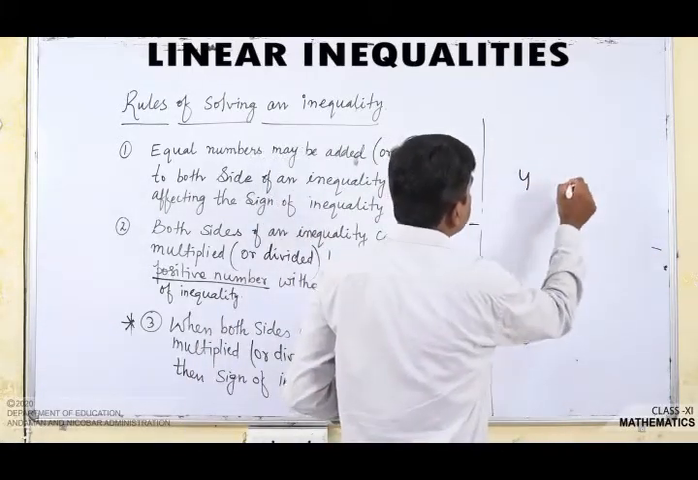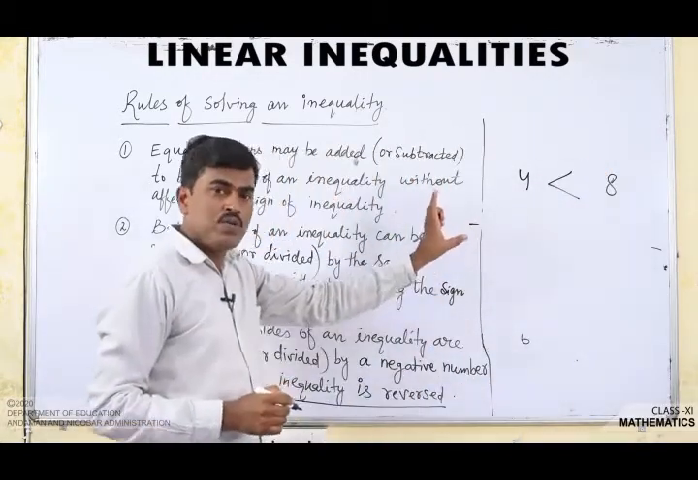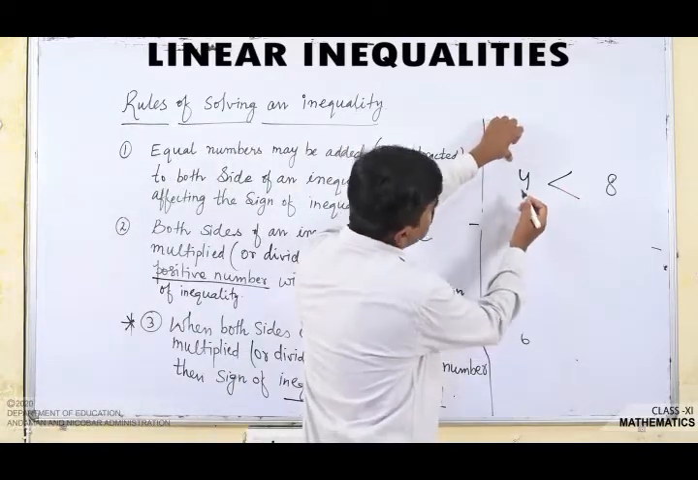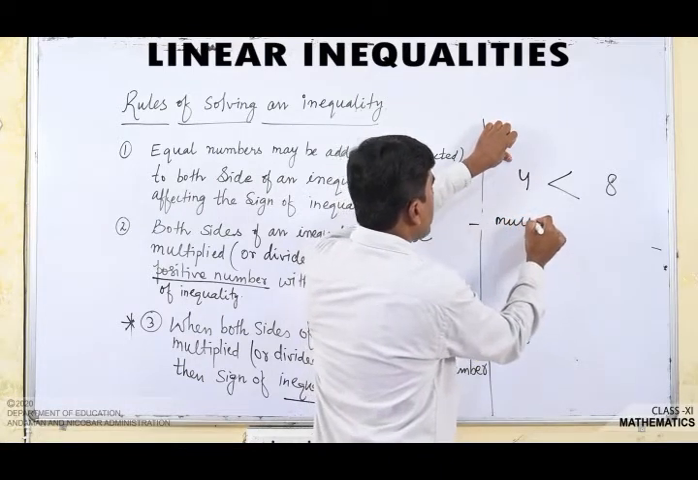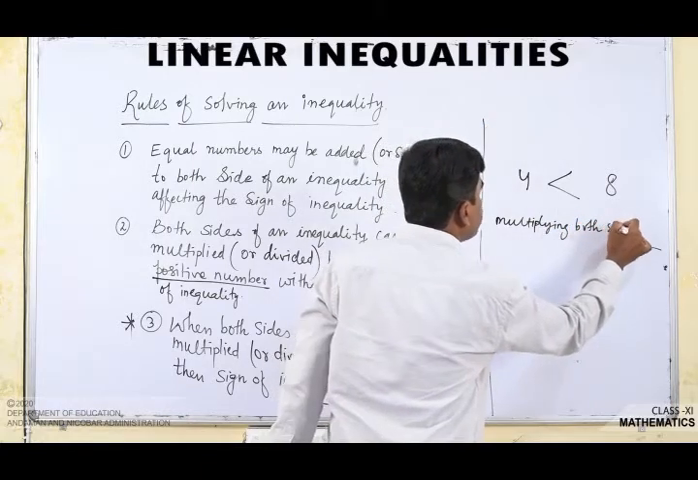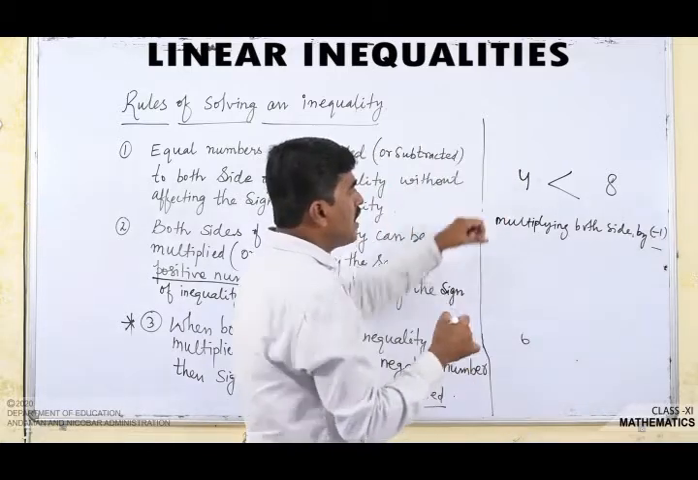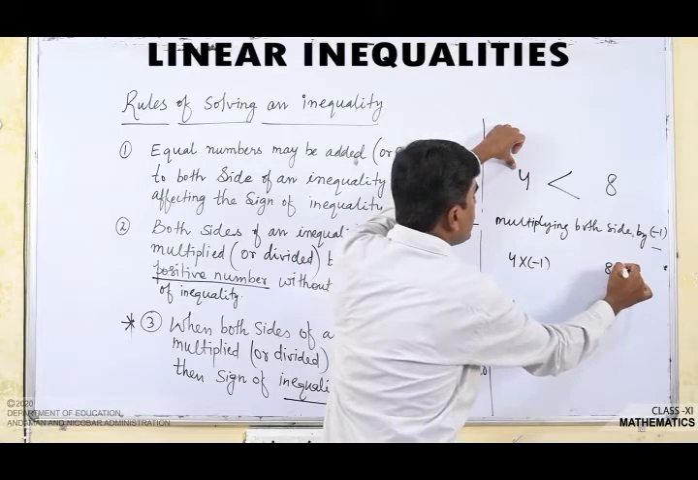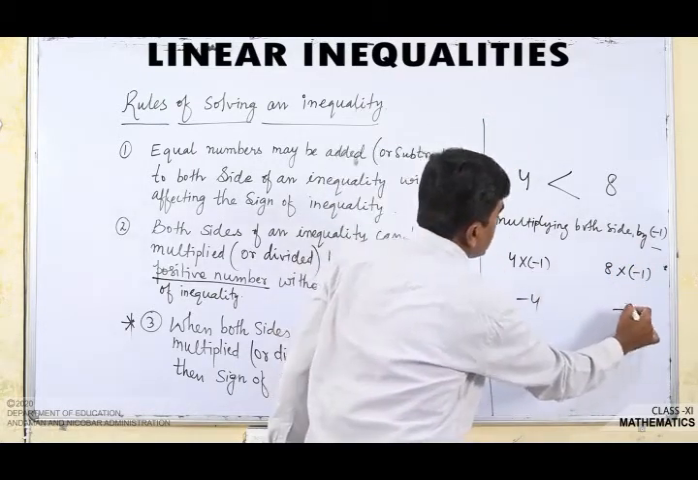Suppose 4 is less than 8. This statement is true, 4 is less than 8. Now I am multiplying both sides by minus 1. If I multiply this by minus 1, we will get 4 into minus 1 and 8 into minus 1. So that is minus 4 and it is minus 8.